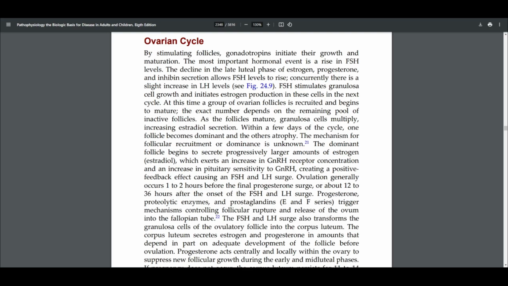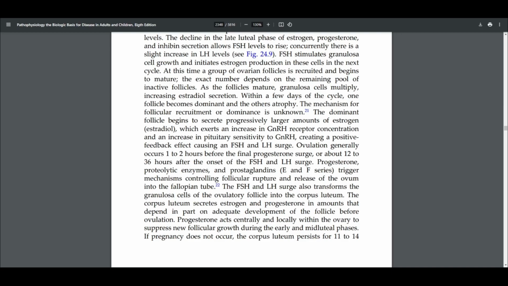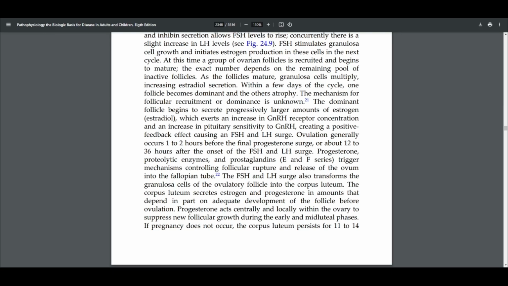Ovulation generally occurs 1 to 2 hours before the final progesterone surge, or about 12 to 36 hours after the onset of FSH and LH surge. Progesterone, proteolytic enzymes, and prostaglandins trigger mechanisms controlling follicular rupture and release of the ovum into the fallopian tubes. The FSH and LH surge also transforms the granulosa cells of the ovulatory follicle into the corpus luteum.